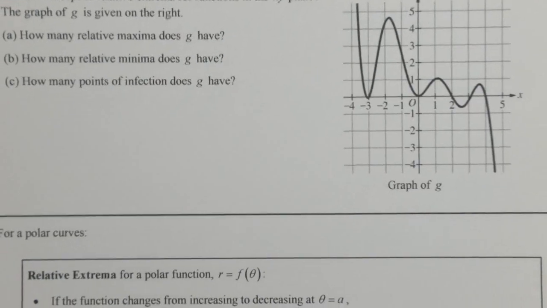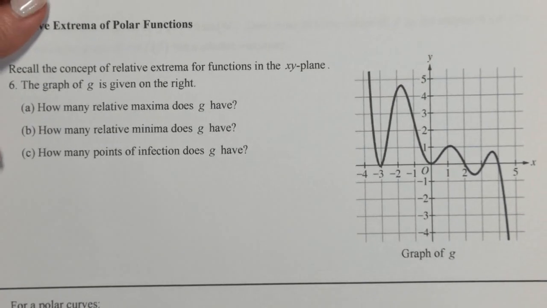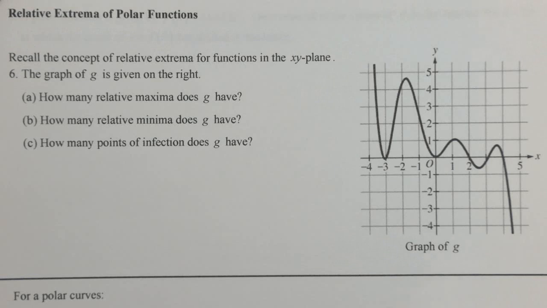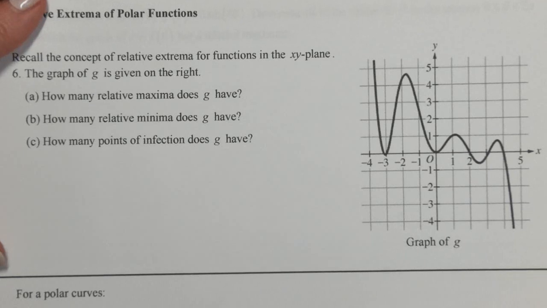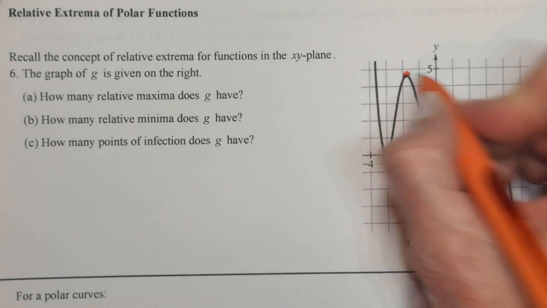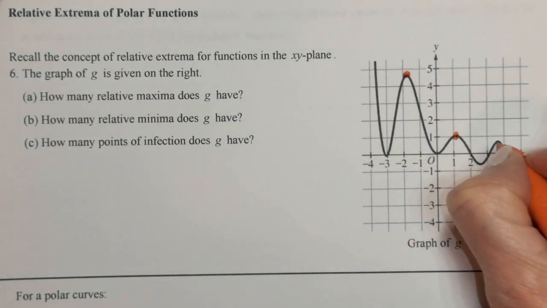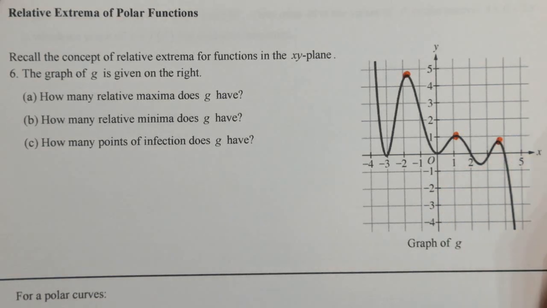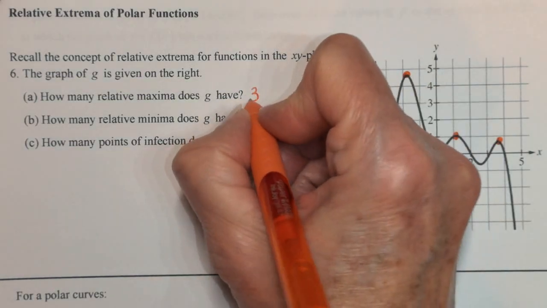Now let's talk about relative extrema. Where are we at on time? Okay, we're doing good. Relative extrema. To talk relative extrema, let's go back and talk about what we did when it was just regular Cartesian coordinates, the XY plane. If this is the graph of G in the XY plane, how many relative maxima does G have? Well, G has a relative max here, and here, and here. So there are 3 of them.